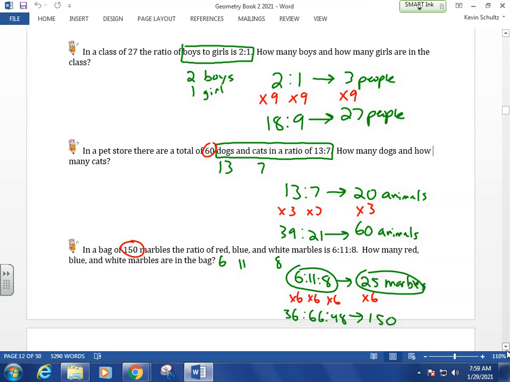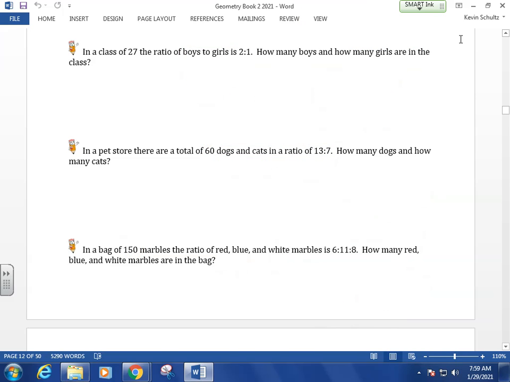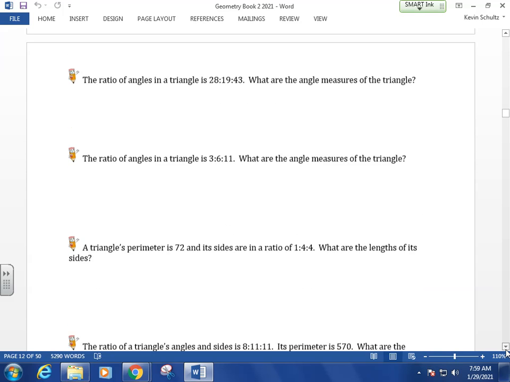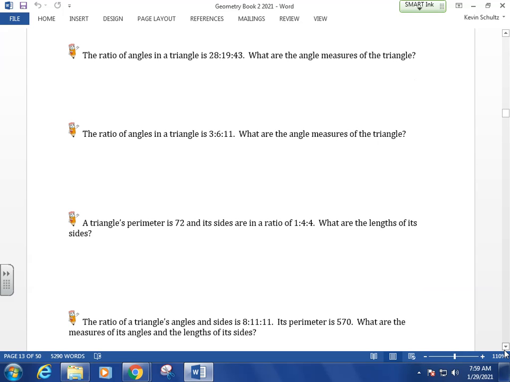Okay. I think on the second page now is where we actually get to, here we go. Here's the geometry. Here's the triangles. So the ratio of angles in a triangle is 28 to 19 to 43. What are the angle measures of the triangle? What's missing here is a whole, right? In the last one, we had 150 marbles, or 60 dogs and cats, or 27 people. Here, we were just given the ratio.